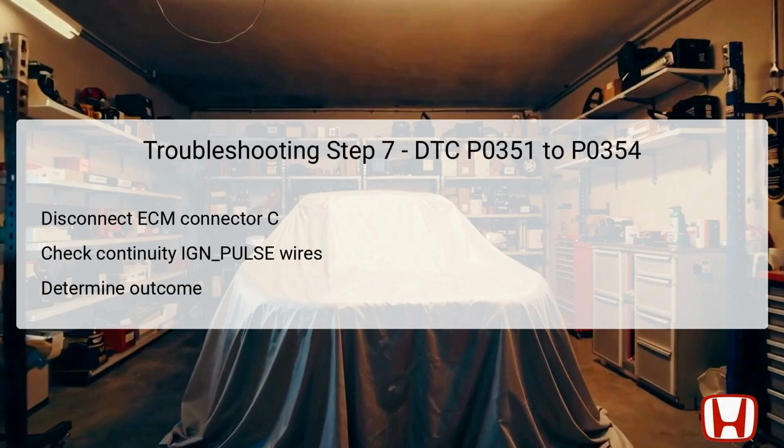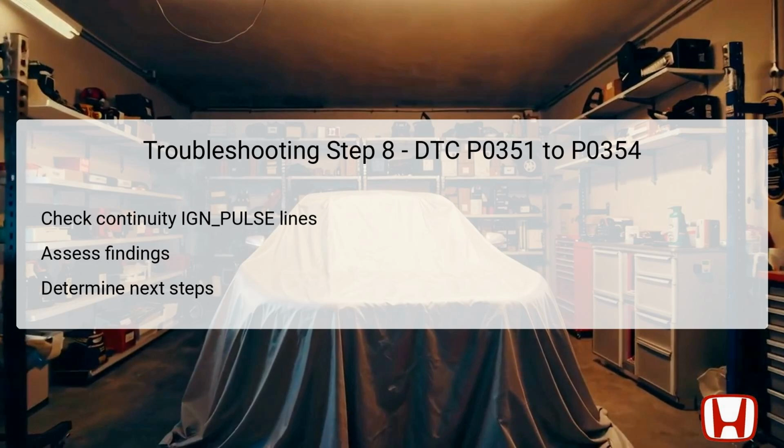cylinder, as outlined in the diagnostic table. Refer to the diagram for terminal assignments. For example, terminal C25 for DTC P0351, or others for corresponding errors. If continuity is present, you can move forward as the IGN pulse wire is determined to be good. Otherwise, this indicates a fault in the wire, necessitating repair in the circuit.